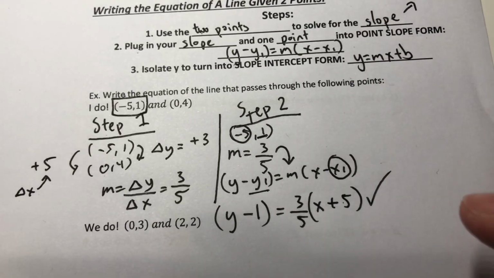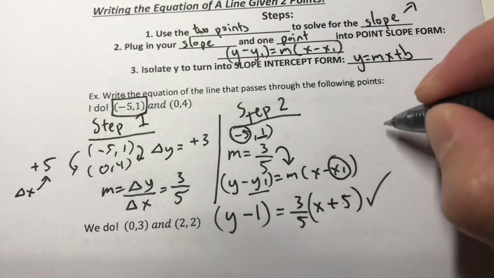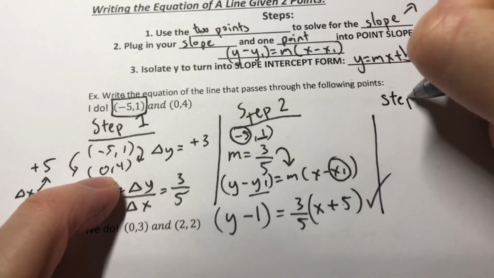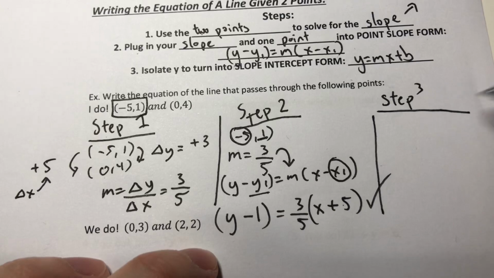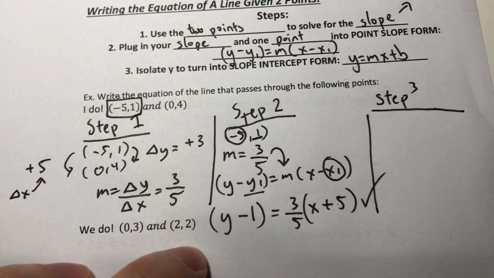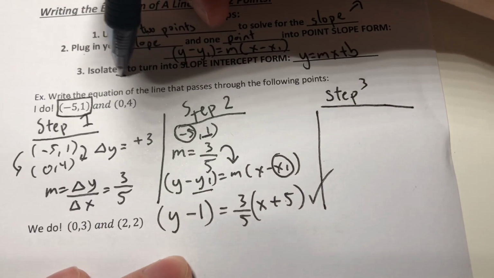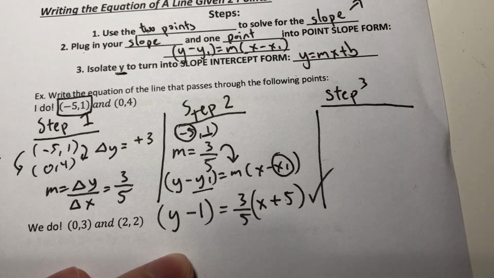This is the hardest step. Actually, just kidding. The next step's the hardest step. Step 3. Step 3 is going to be isolate the y. So get the y variable by itself and turn it into y equals mx plus b.